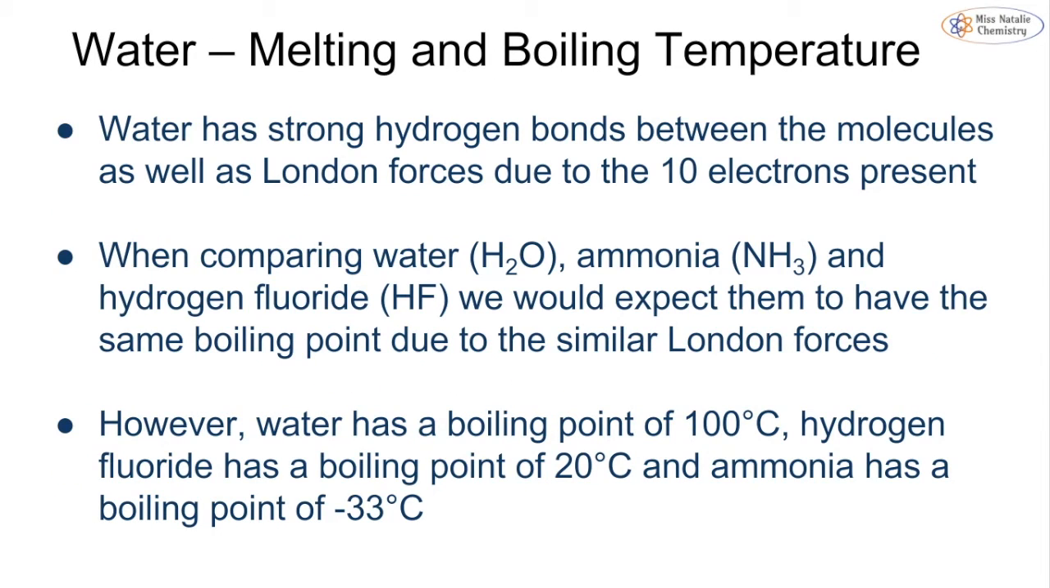So if we look at the melting and boiling point first, water has very strong hydrogen bonds between its molecules, and it also has London forces due to the fact that it has 10 electrons. When we compare water to ammonia and hydrogen fluoride, they all have very similar London forces because they have similar numbers of electrons. So we would expect the boiling point to be the same. However, water has a boiling point much higher than the other two. Water's boiling point is 100, whereas hydrogen fluoride is 20 and ammonia is minus 33.